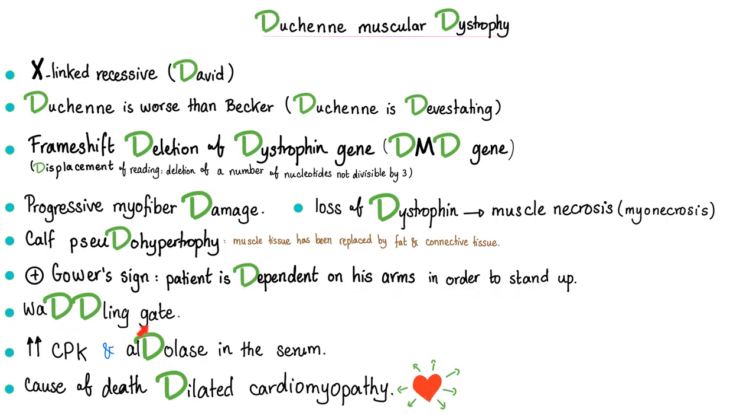The waddling gait can happen. Please try to watch a video about this. Increased CPK and aldolase in the serum because of the muscle damage. Cause of death is probably dilated cardiomyopathy or arrhythmia or respiratory failure.